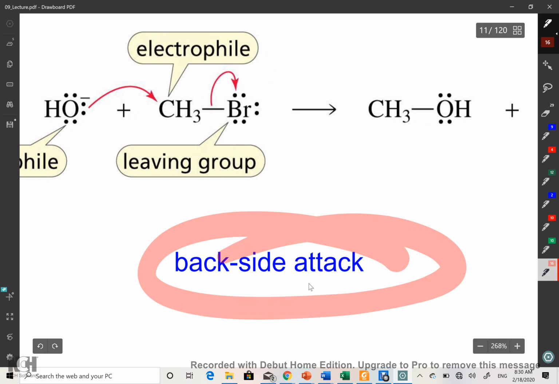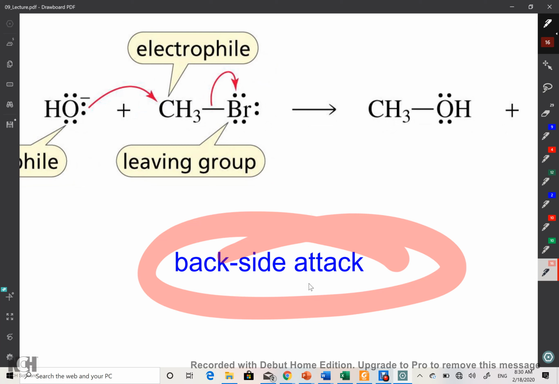We refer to that as a backside attack. Does that make sense? So now you know what a backside attack is. But I'm not encouraging you guys to do a backside attack. I will encourage you to do an SN1 mechanism, not an SN2. And we'll talk about the SN1 in the future.